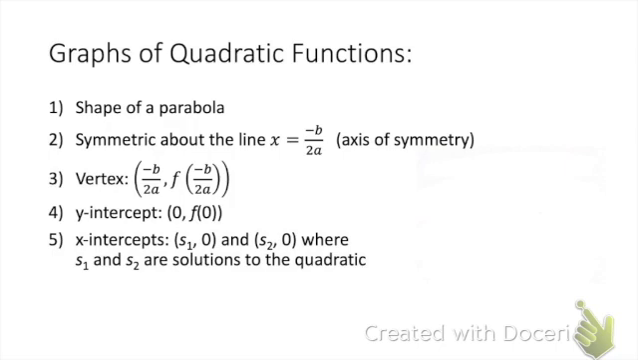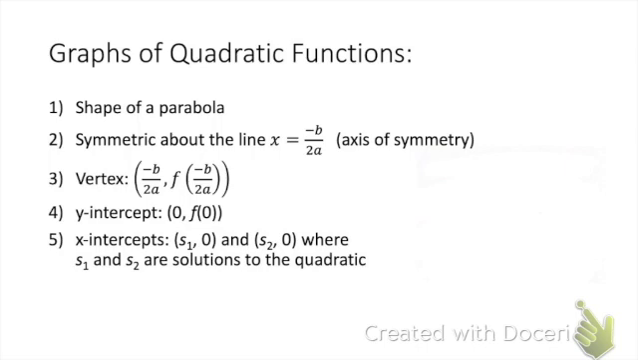And then to find the y coordinate of your vertex, we would just plug that value into the function. So my x is negative b over 2a. The y value would be whatever my function is evaluated at negative b over 2a. We know our y-intercept is the ordered pair (0, f of 0). So when we plug in 0 for our x, what's my output? That would be your y coordinate.